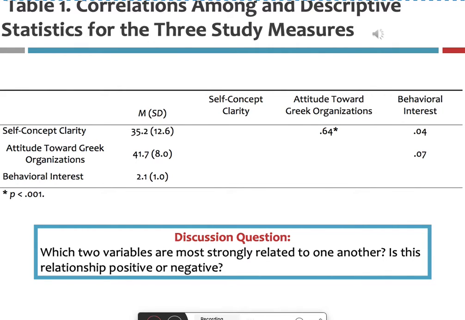And then in the bottom line, we have nothing else to report because we've already seen that the correlation between behavioral interest and self-concept clarity was reported in the first line. The correlation between behavioral interest and attitude toward Greek organization was reported in the second line, and then behavioral interest and behavioral interest would not correlate, so there's nothing there. So this is typically the structure that you would use to report your correlation.